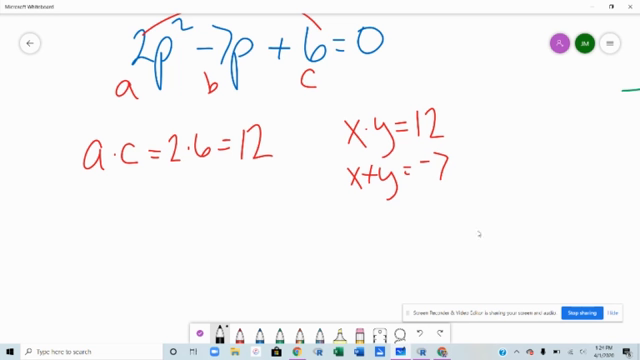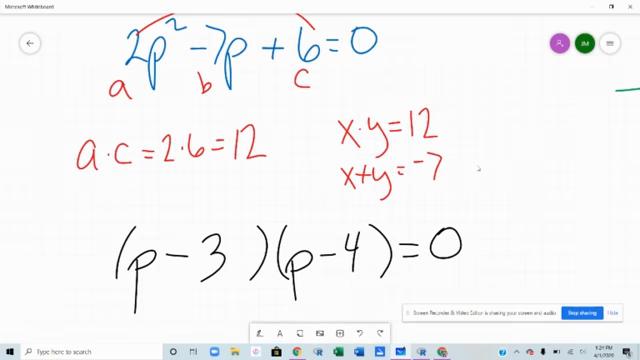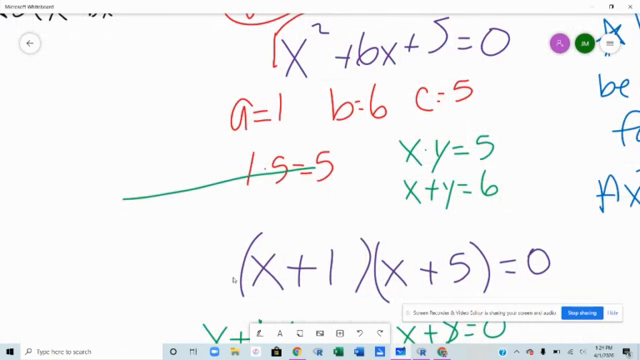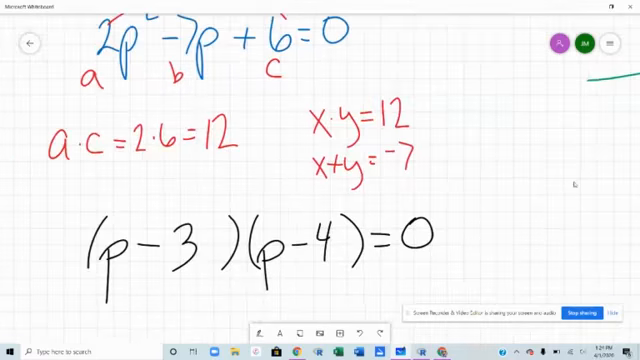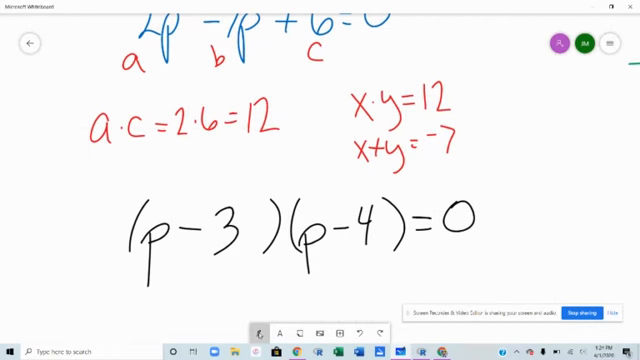We got -3 and -4. So two sets of parentheses. The variable goes first in both. Then you do -3 minus 4 equals 0. Now we are not done in this case. In the last problem, A was 1, which is why right here we were done. But in this problem, A is 2, so we have one more thing we need to do.